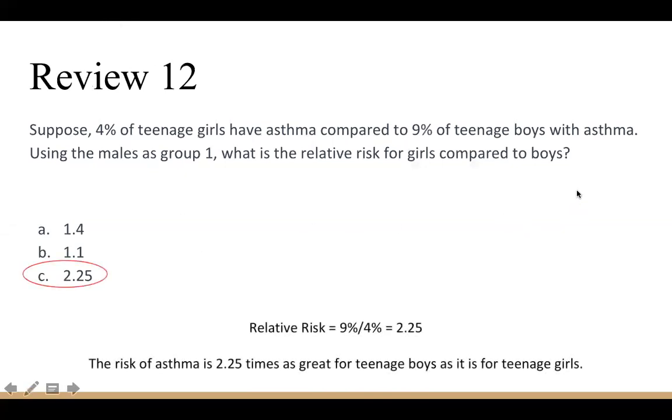So for relative risk here, we're comparing boys to girls, so 9% to 4%. And then we just put 9 as our numerator and 4 as our denominator, and we get 2.25. So we can say that the risk of asthma is 2.25 times as great for teenage boys as it is for teenage girls. So great job on that one.